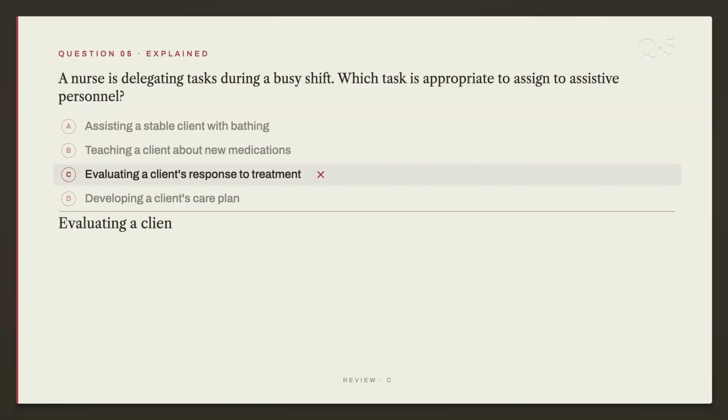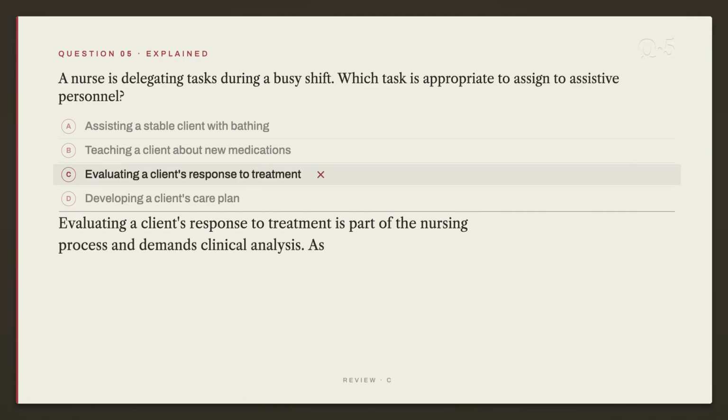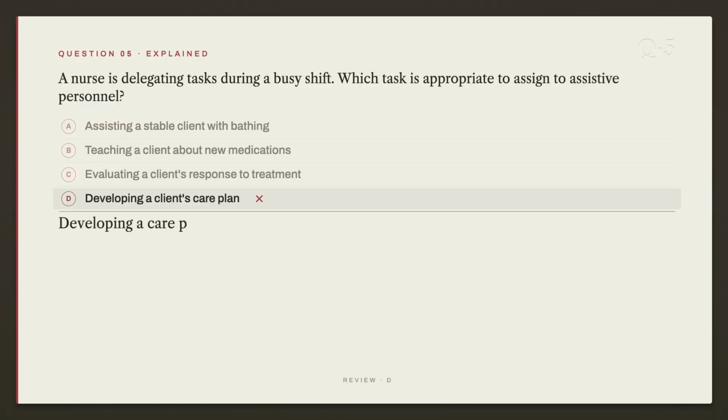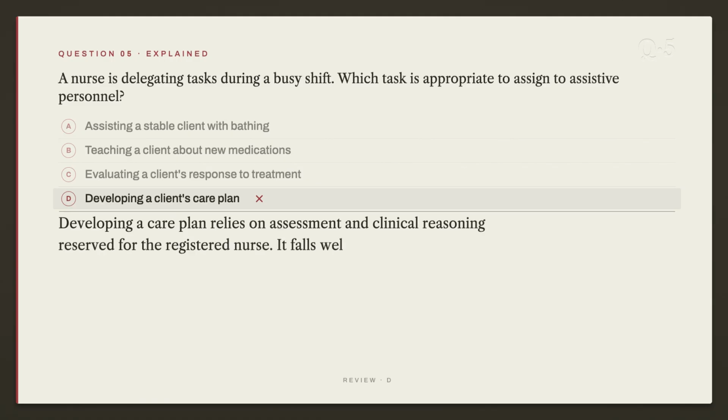C is wrong because evaluating a client's response to treatment is part of the nursing process and demands clinical analysis. Assistive personnel are not prepared to make that judgment, so this task is not delegable. D is wrong because developing a care plan relies on assessment and clinical reasoning reserved for the registered nurse. It falls well outside the routine support tasks assistive personnel are trained to perform.